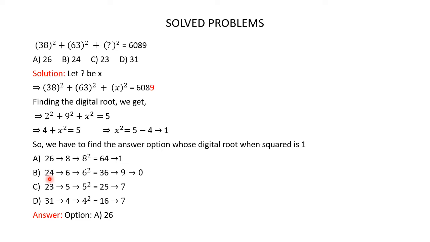Similarly, option B, 24. 2 plus 4 is 6 and 6 squared is 36. 6 plus 3 is 9, which is nothing but 0. Option C is 23. 2 plus 3 is 5 and 5 squared is 25 and 2 plus 5 is 7. Option D is 31. 3 plus 1 is 4 and 4 squared is 16 and 1 plus 6 is 7.